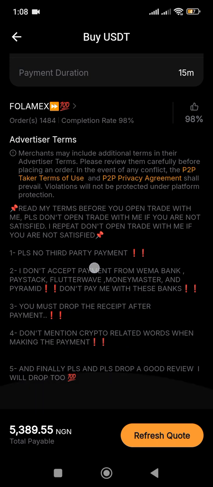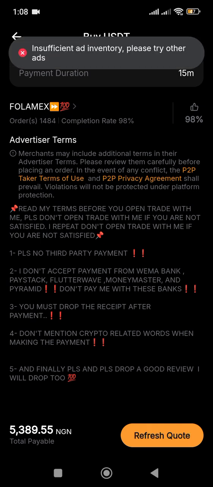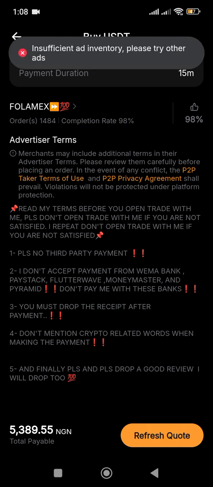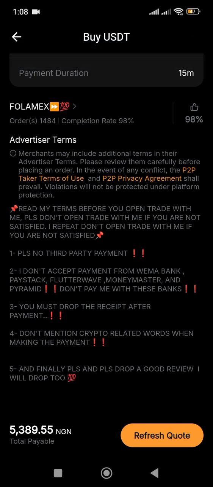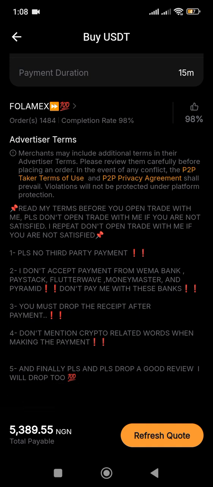So when you finish reading the person's reviews and you think the terms and conditions the person placed are okay by you, then you can proceed with payment. This place is saying refresh. You can see it's saying insufficient inventory again. So I cannot refresh it or proceed with this particular ad because the person's USDT has been exhausted. But let me just give you an idea of what to do.